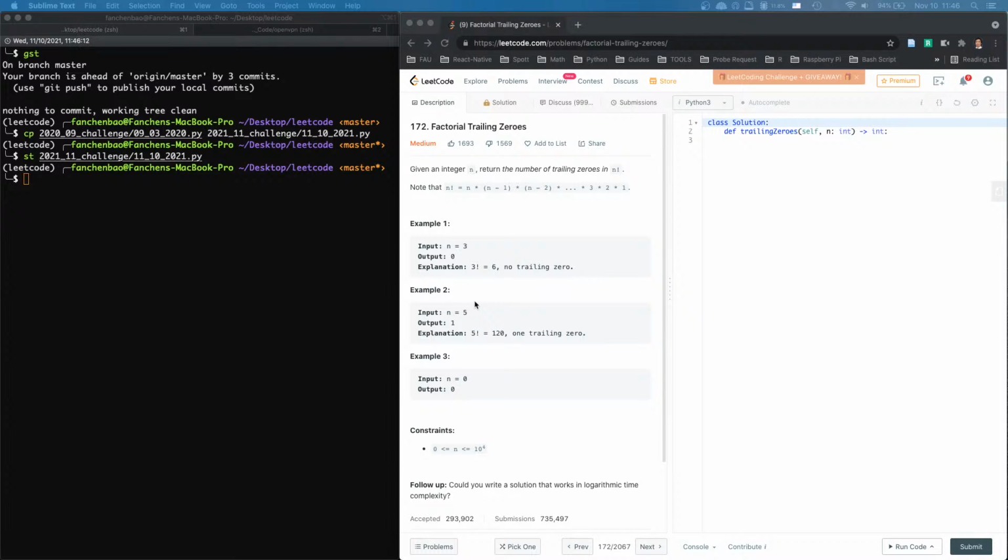Okay, so 2 and 5, right? So 2, 4, 5. So everything related to 5: 5, 10, 15, 20, 25, all the way. So we can find all the 5s, and then we find all the even numbers in between. 2, 4, 6, and 10, 8.